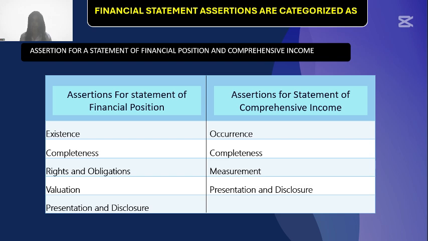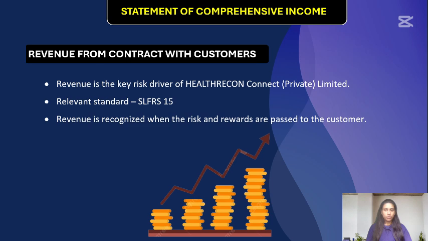Finally, we have presentation and disclosure. We ensure the balances are classified correctly and that all necessary disclosures are made in the financial statements. Then we can move to the section breakdown, and the main section is the revenue.